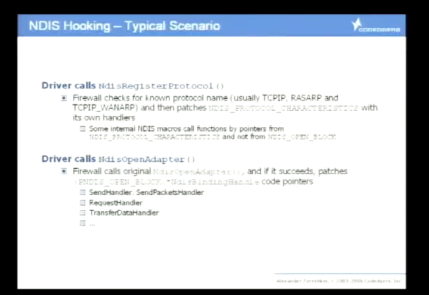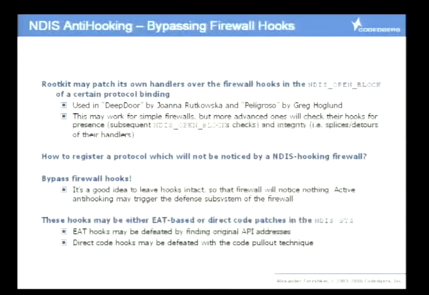I use some rules for the packet checking. It's a good idea to register a protocol which will not be noticed by NDIS hooking firewall. But for existing rootkits, like DeepDoor or Pelegroso, which are going to hook in this open block of a certain protocol binding, it's not possible.